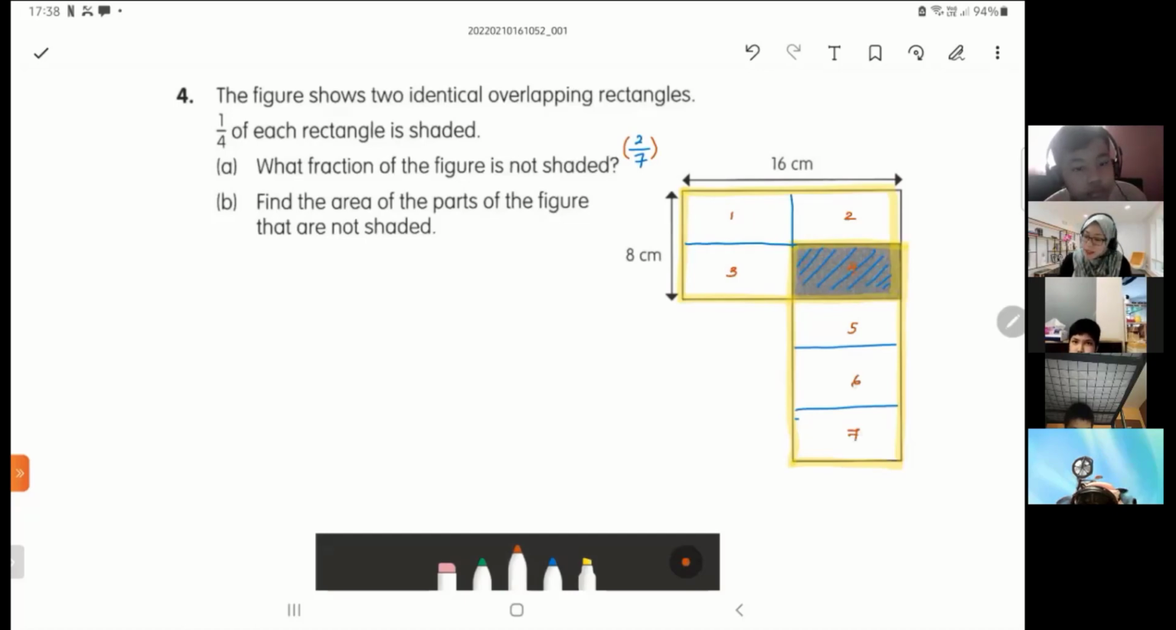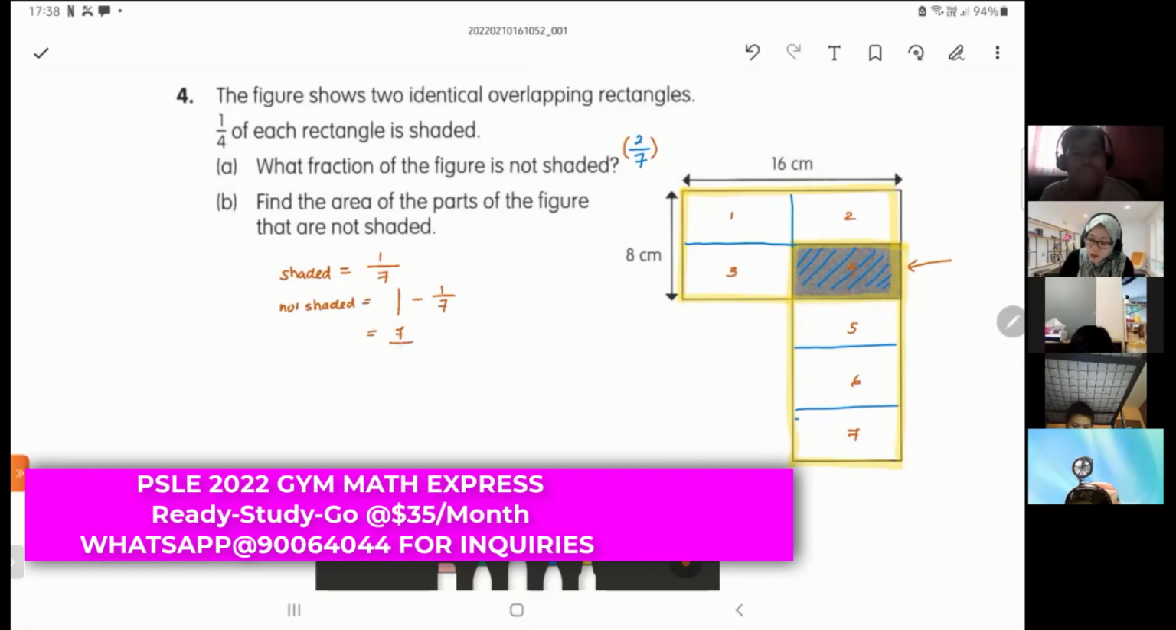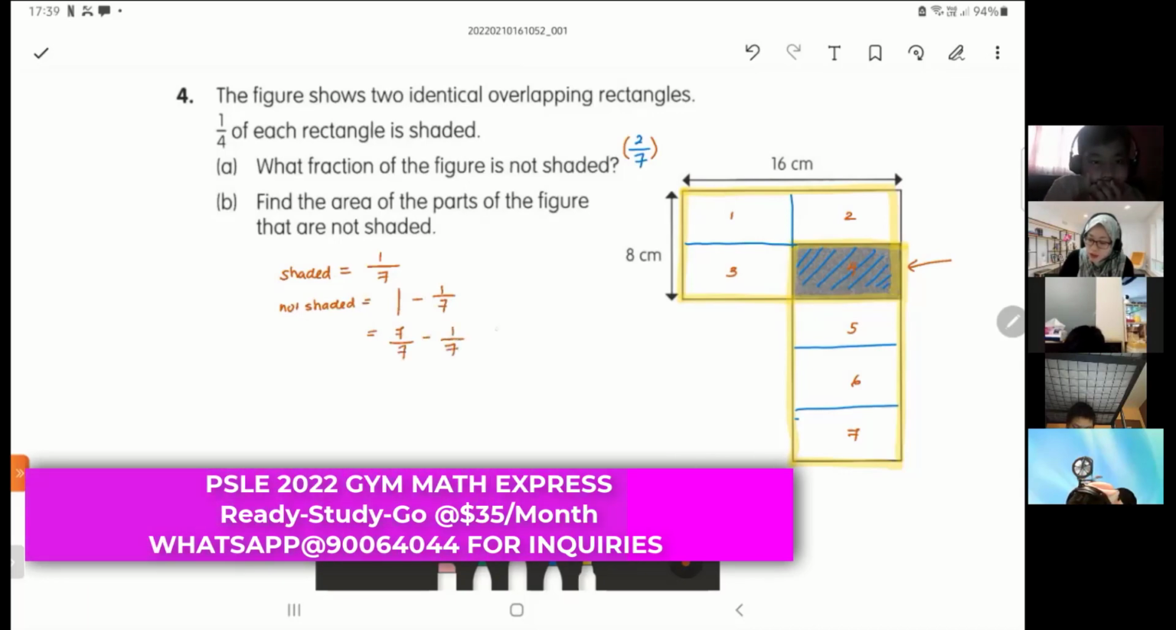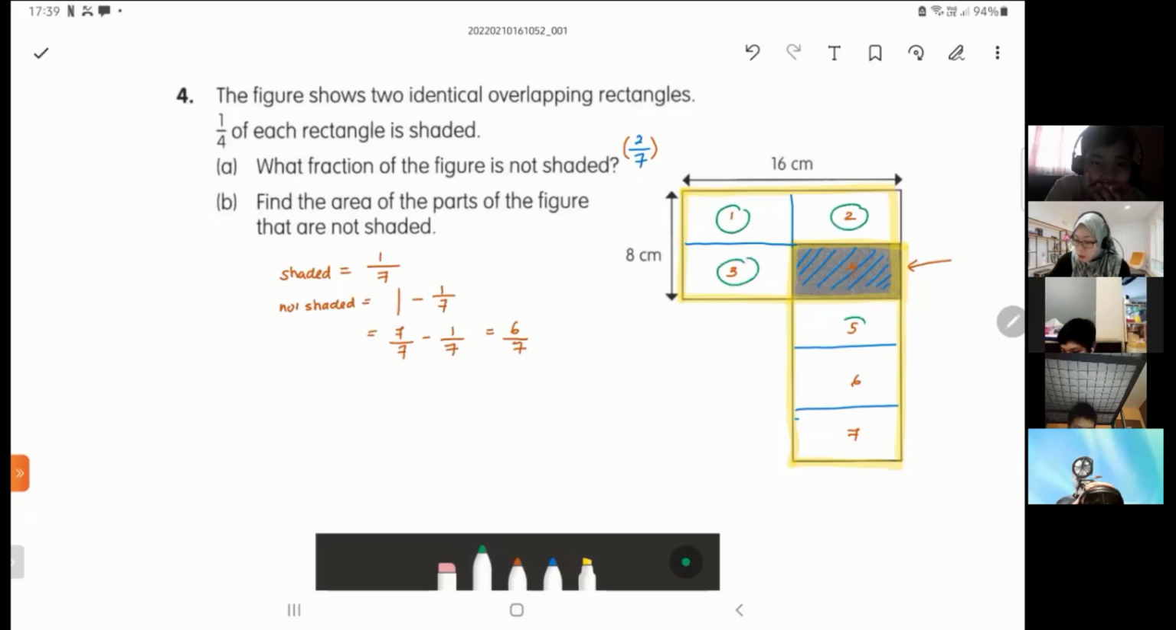How many parts are shaded? Just this one part is shaded, right? So if I say shaded, it will be 1/7. Yes, only 1/7 is shaded. So not shaded will be 1 whole minus 1/7. That will be 7/7 minus 1/7, 6/7. You can also check how many parts are not shaded by counting. Okay, 1, 2, 3, 4, 5, 6. 6 out of a total of 7 parts. So this is the answer for part A.